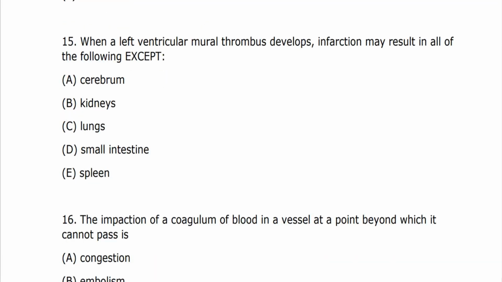Question number 15. When a left ventricular mural thrombus develops, infarction may result in all of the following except... So a left ventricular mural thrombus will be propagated into the systemic circulation. The question they're asking is which of these will not be supplied significant blood from the systemic circulation. So we're looking for the lungs.